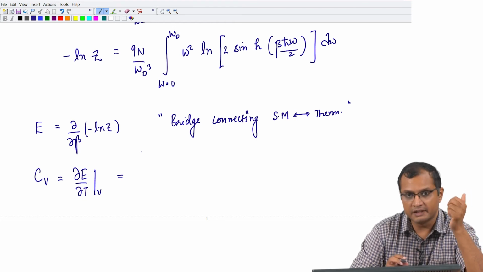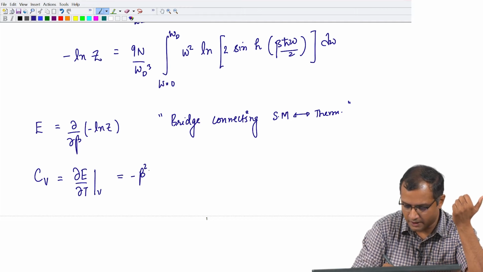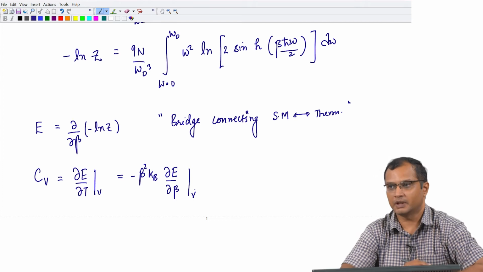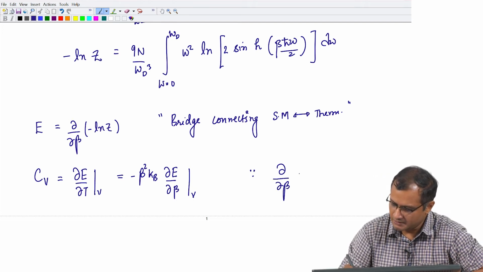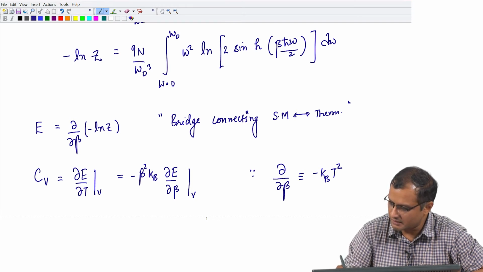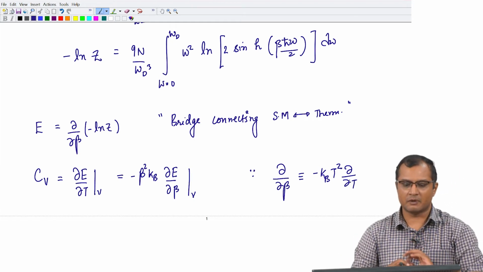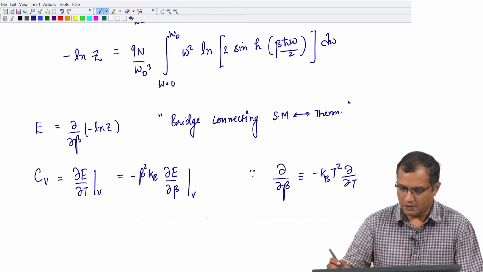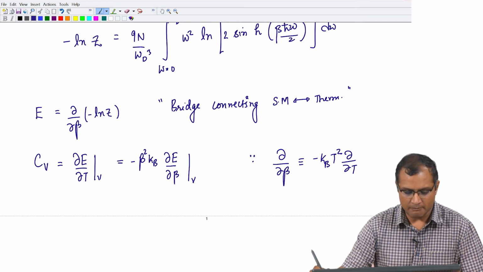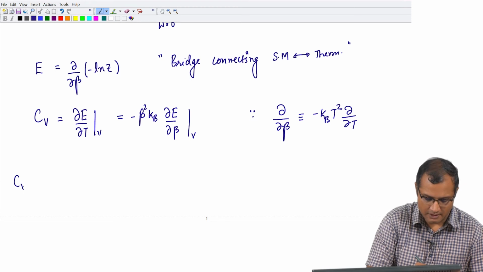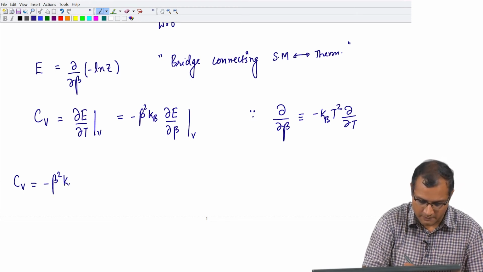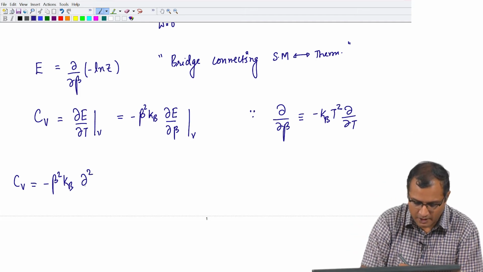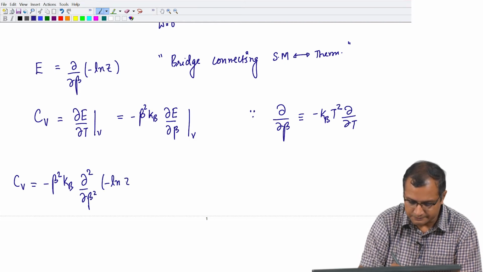in terms of derivative with respect to beta. This is like minus beta square kB dE by d beta at constant volume. Okay. And this is because d over d beta can be visualized as minus kB T square d over dT. So, if I want to transform temperature derivative with respect to beta, you have to take the reciprocal of kT square, that is beta square kB. Now, let us put everything into one place. So, combining these three expressions, I can write for heat capacity as minus beta square kB. E is already d by d beta of this thing. So, I am going to write it as d square by d beta square of minus ln Z. Okay.